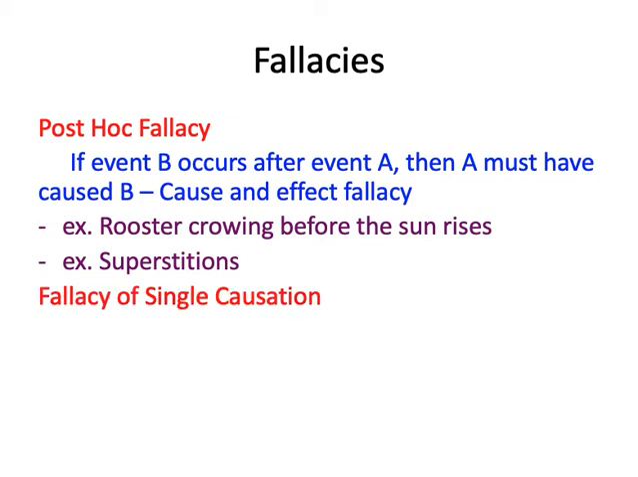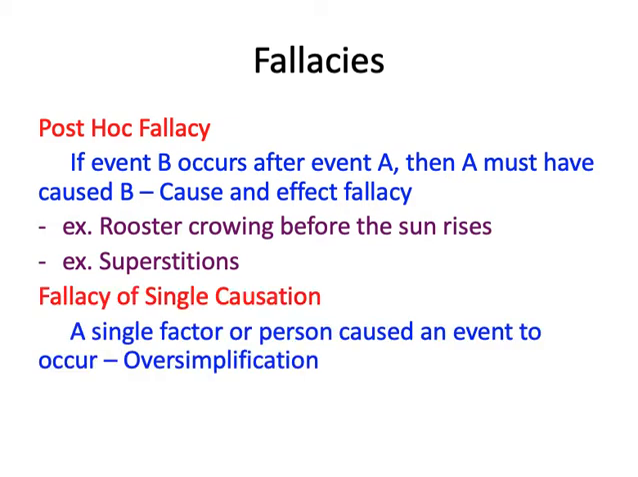The third fallacy we're going to talk about is the fallacy of single causation. And so the fallacy of single causation states this: a single factor or person caused an event to occur, okay? And so this is an oversimplification fallacy. Again, single events can cause events to occur. So right, we're not saying that these things are never true. We're saying that they are not always true. You cannot always draw a conclusion from this thing happening and then believing that that thing caused the other thing, okay? We're oversimplifying the sequence of events for something to have happened.